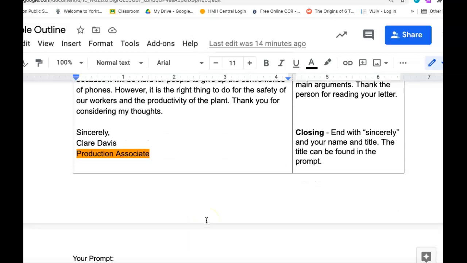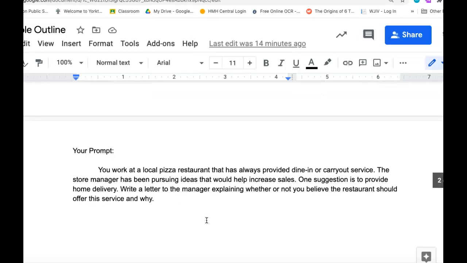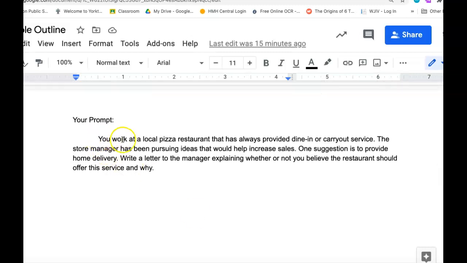So for your activity today, your prompt is going to be this. You work at a local pizza restaurant that has always provided dine-in or carry-out service. The store manager has been pursuing ideas that would help increase sales. One suggestion is to provide home delivery. Write a letter to the manager explaining whether or not you believe the restaurant should offer this service and why.